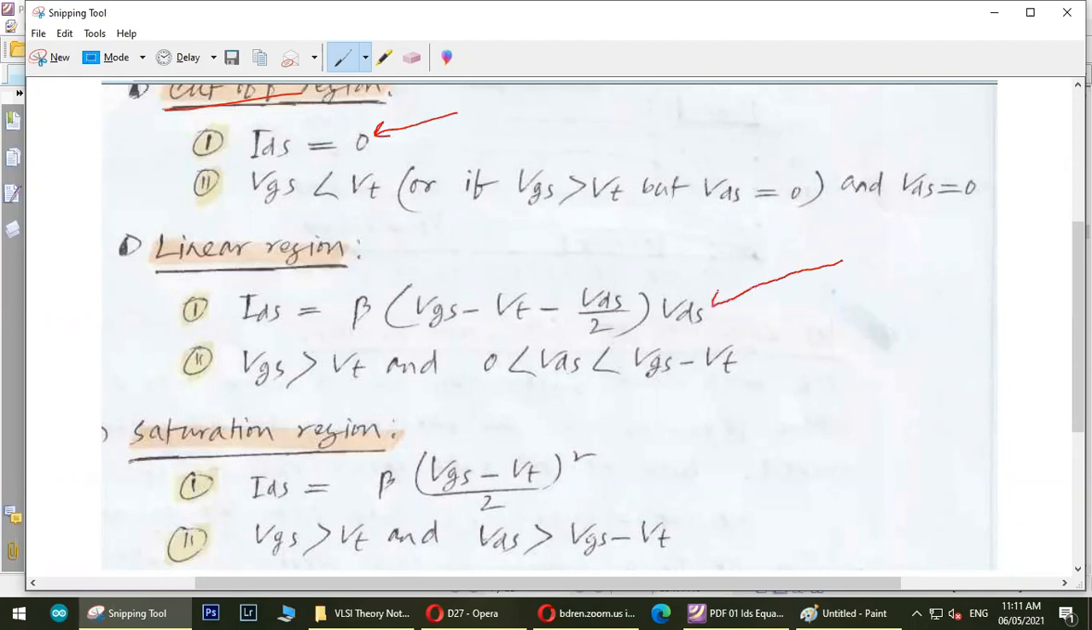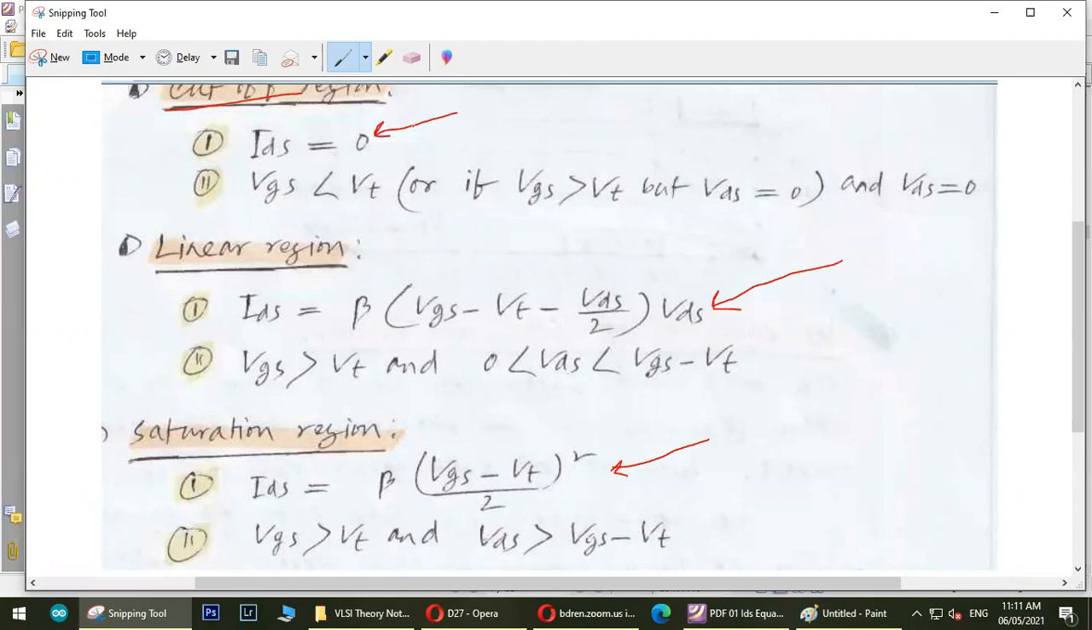If you have linear region, your equation is this, IDS is equal to beta times (VGS minus VT minus VDS by 2) into VDS. If you have saturation region, this will be your equation. IDS is equal to beta times (VGS minus VT) whole square divided by 2, right? All of you can understand, right? Yes, sir. Understand.